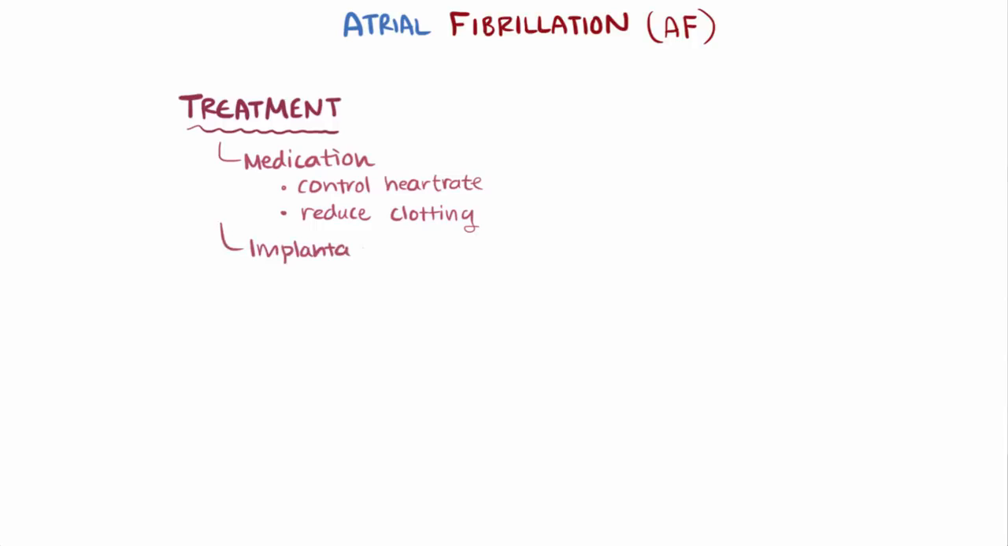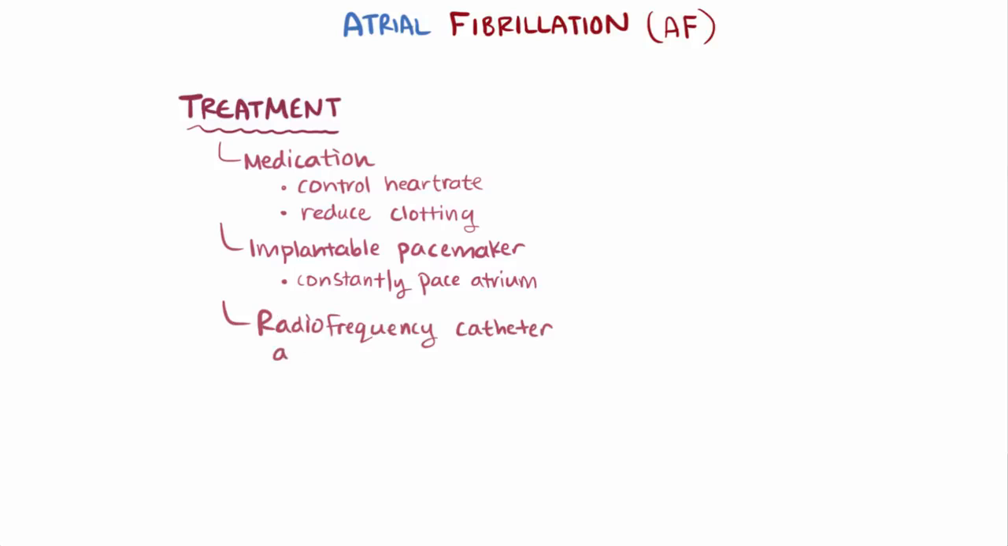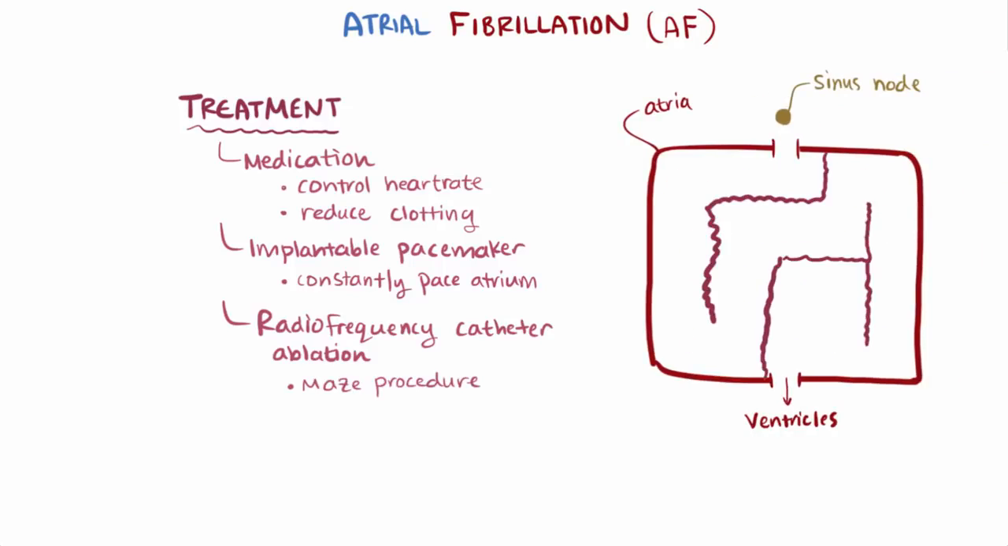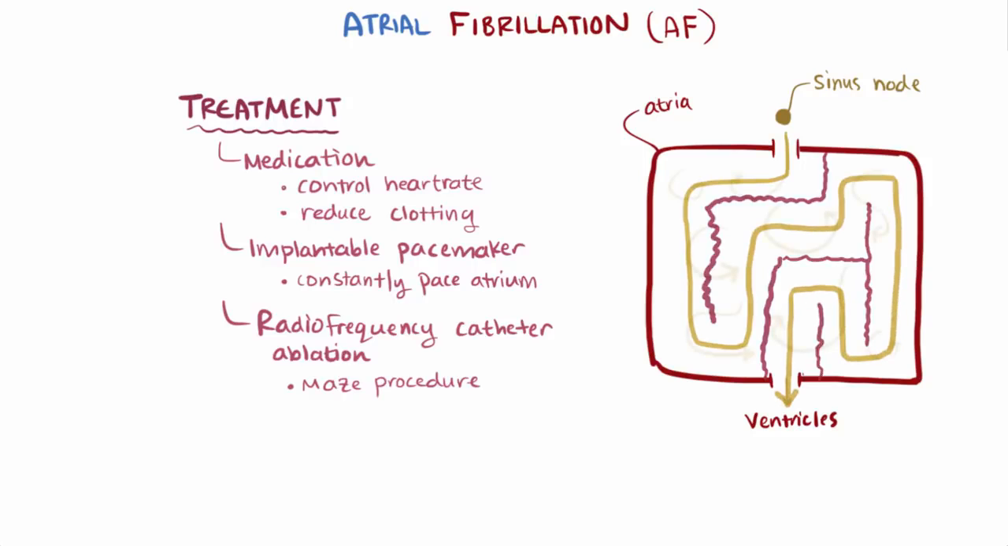Also, patients might receive an implantable cardiac pacemaker, which, by constantly pacing the atrium, can reduce the chance of an AF episode. Finally, some patients might have a radiofrequency catheter ablation, where certain areas of tissue are destroyed such that the electrical signal doesn't propagate anymore. One type of procedure is the maze procedure, where a maze of new pathways are created to help electrical signals move in a more consistent and predictable pattern.